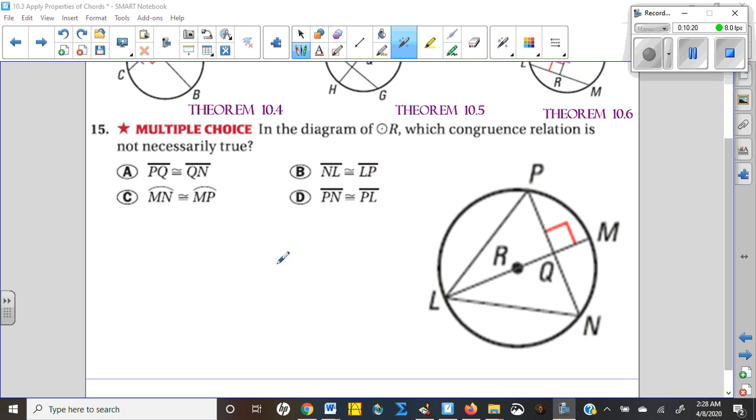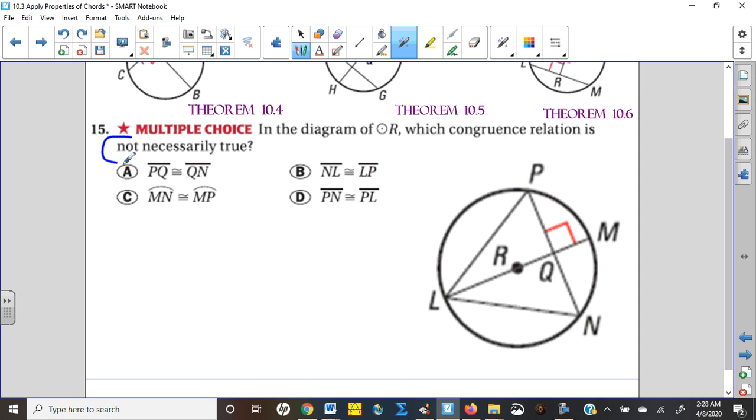Moving right along, 15 was a multiple choice question. Which one of these is not necessarily true, right? On my quizzes and tests, I try to either underline that or capitalize it, but not on ACT and SAT tests. You just have to make sure you read them carefully, okay?